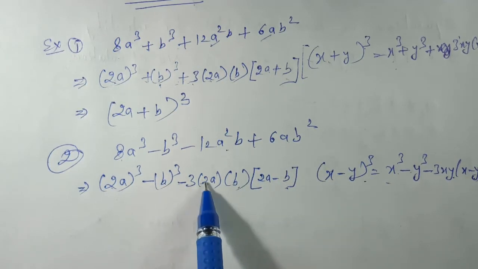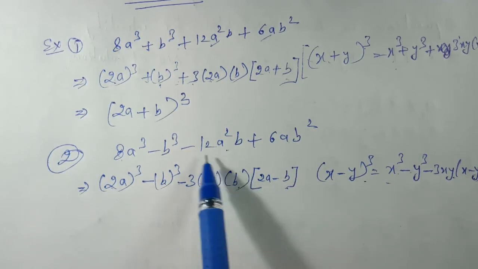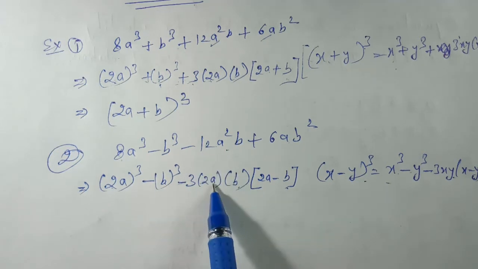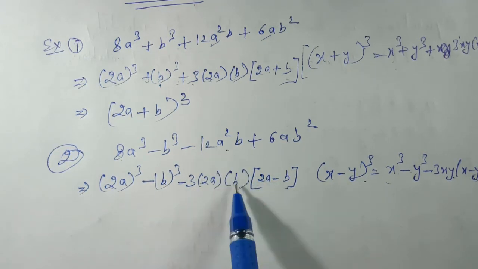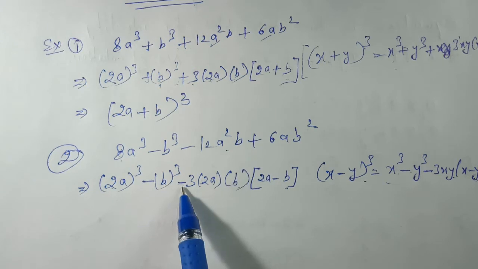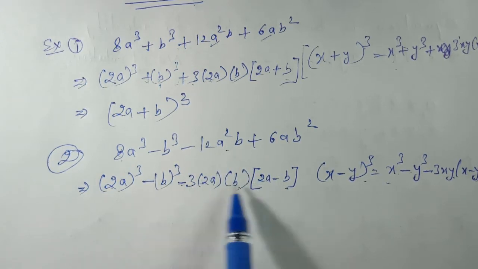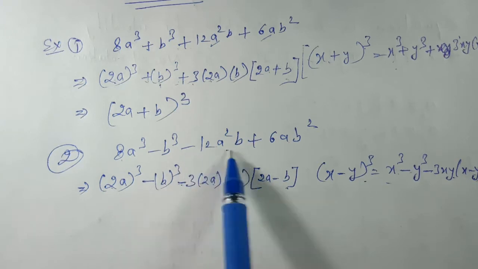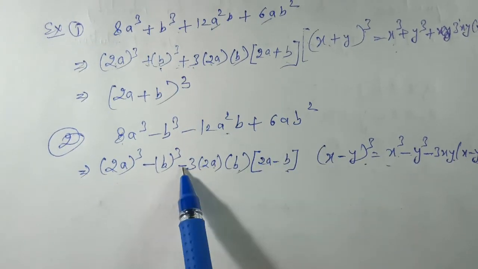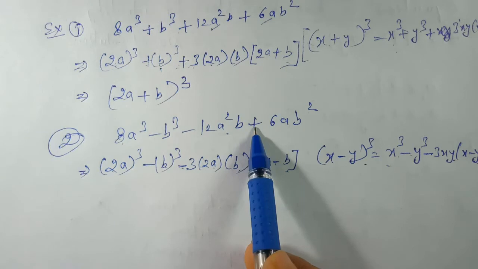3 into 2 is 6, 6 into 2 is 12, the number is correct. a into a will give a square, and b is single, so it will be b. So this number is correct. Let us check the sign: minus, and this is plus, minus plus minus, so it means this is correct. Come to the last one, minus minus plus, the sign is correct.